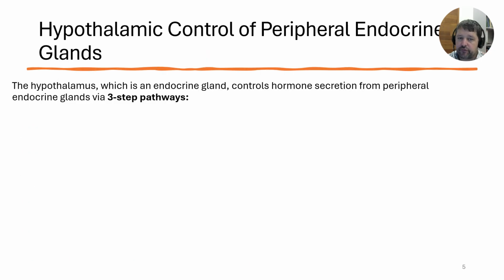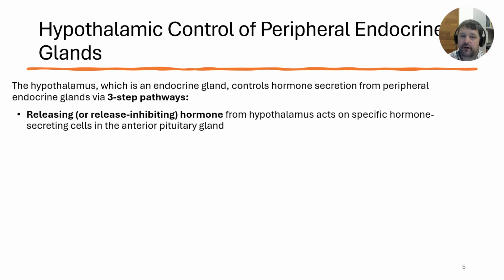Okay, so it's a 3-step pathway. Again, you have to have a releasing hormone from the hypothalamus. It can be inhibiting or it can be stimulating. And that's going to travel to the pituitary gland. If we're talking about 3-step pathways, we're talking about the anterior region, because the hormone is going to be traveling from the hypothalamus into the pituitary gland.